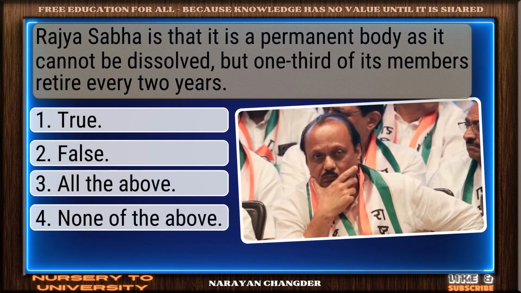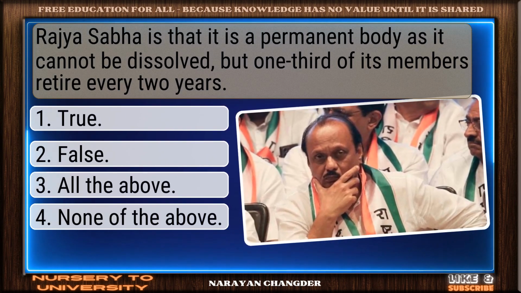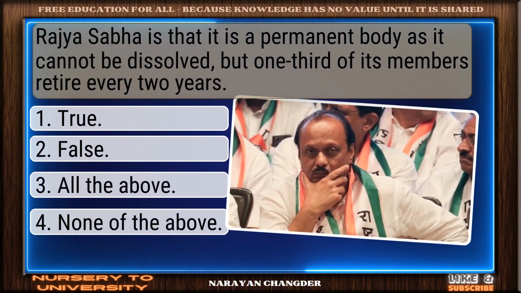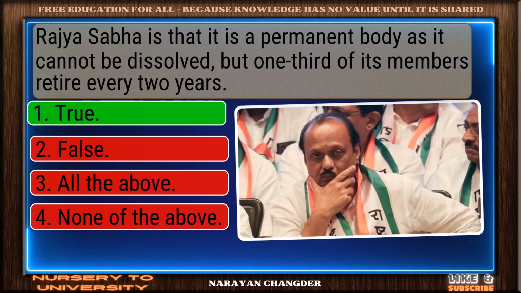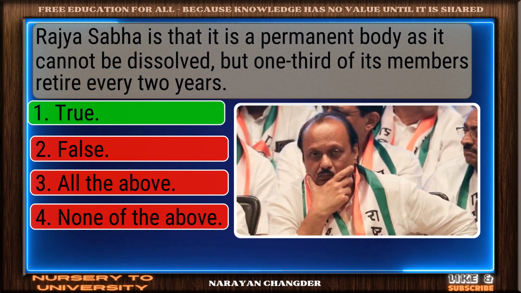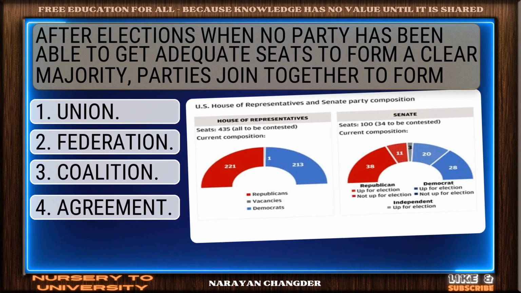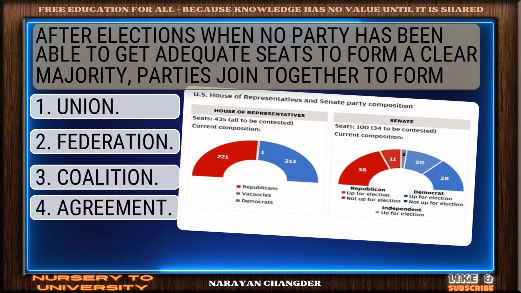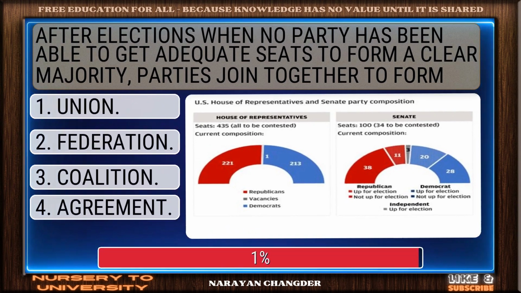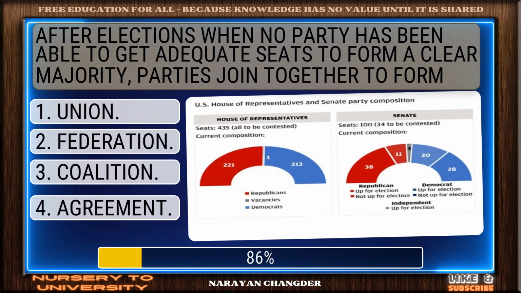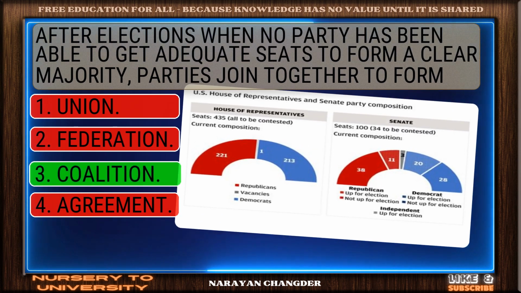Question number 14. Rajya Sabha is a permanent body as it cannot be dissolved, but 1/3 of its members retire every 2 years. Nicely done. True is a solid answer. Question number 15. After elections, when no party has been able to get adequate seats to form a clear majority, parties join together to form what? Strong choice. Coalition is the right answer.